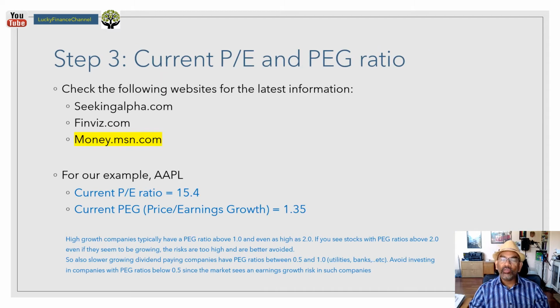In step 3, you have to get the current price to earnings ratio as well as the price to earnings growth, or the PEG ratio. And again, this is where you can use the money.msn site. They have this information. The current PE ratio for Apple is around 15.4. And the current PEG ratio is basically around 1.35.